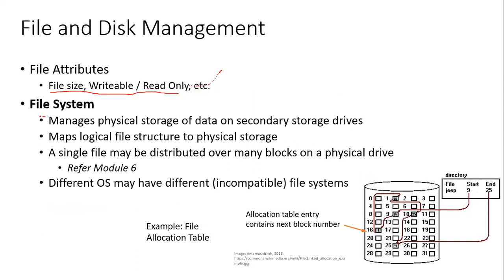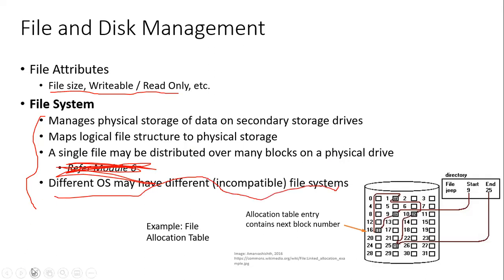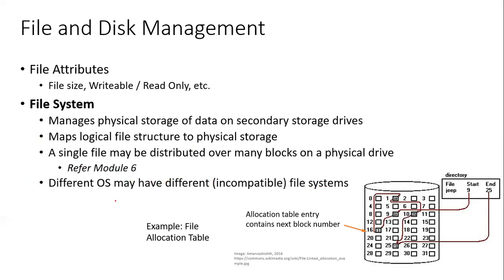The file system manages physical storage of data on secondary storage drives and maps the logical file structure to physical storage. A single file may be distributed over. So don't think about this, module 6, it's a bit advanced for you. Different operating systems may have different incompatible file systems. What is this? The last point: different operating systems may have different incompatible file systems.